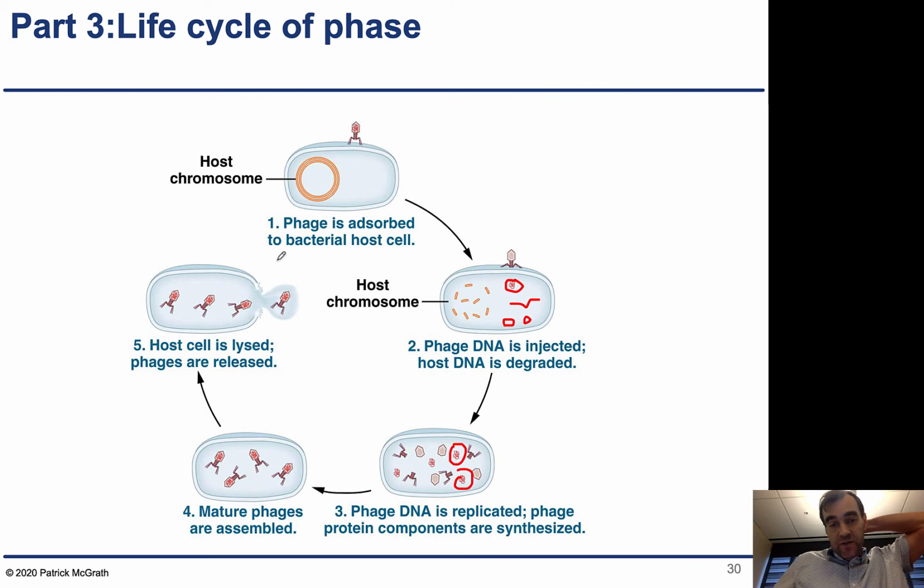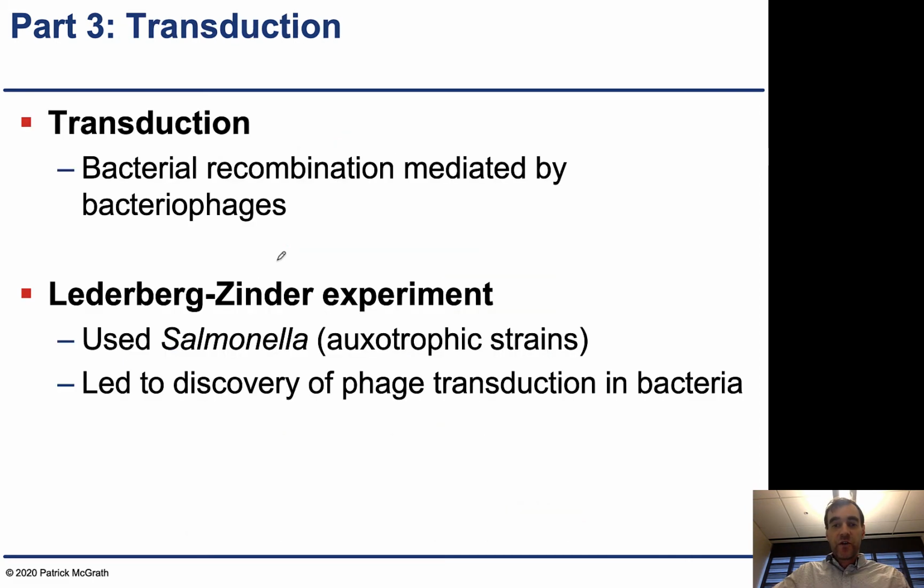It doesn't seem like this is something that they would want to have happen, but it actually is a process that can be used to exchange bacterial DNA from one cell to another. This is very famously shown in an experiment called the Lederberg-Zinder experiment. They used Salmonella, and the Salmonella strains that they used were auxotrophic. Just as a reminder, that means that they're unable to grow on minimal media.